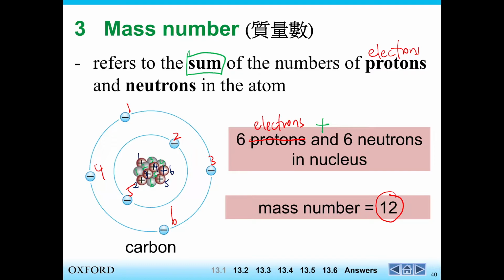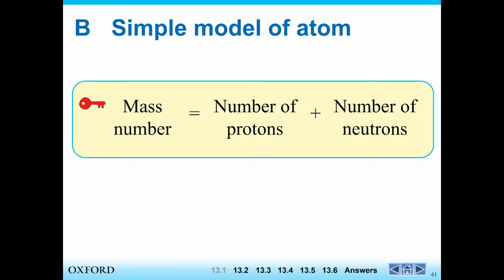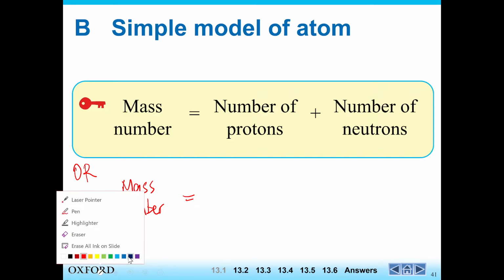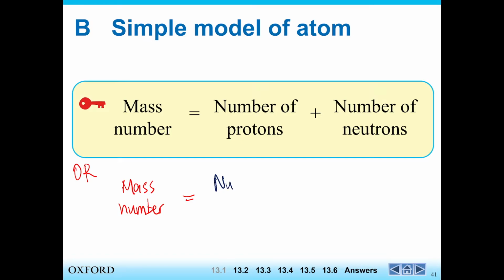Okay, so now, to summarize, the mass number is equal to the number of protons plus the number of neutrons. Please also add this to your book. The mass number could also be equal to the number of electrons plus the number of neutrons.